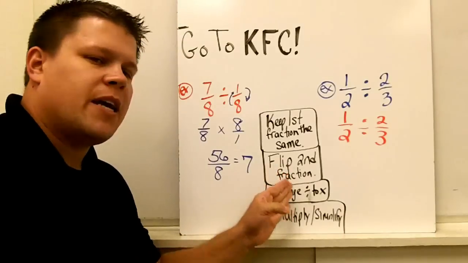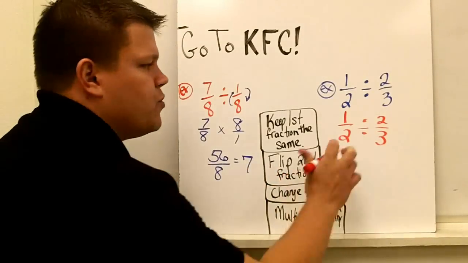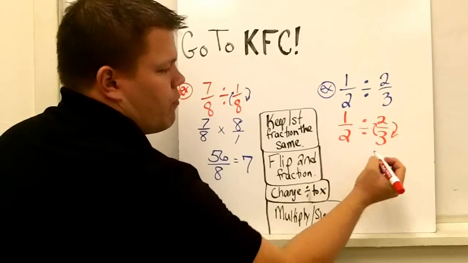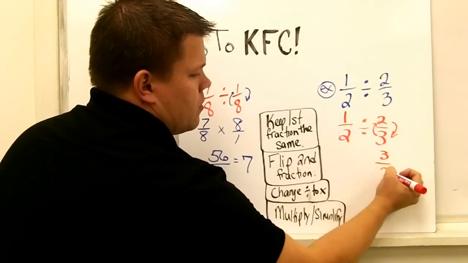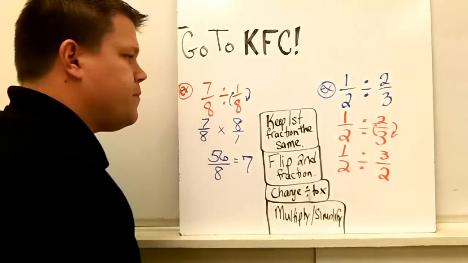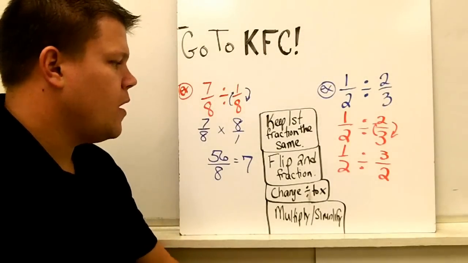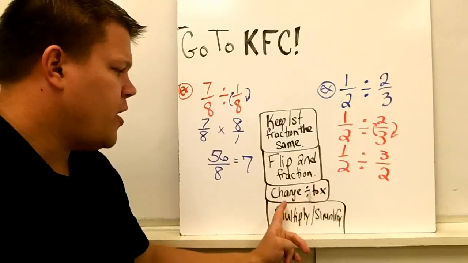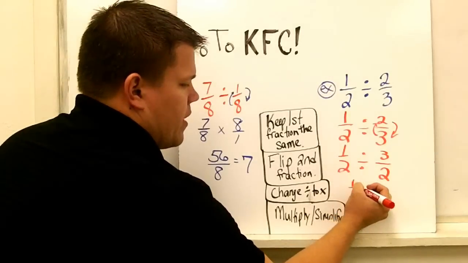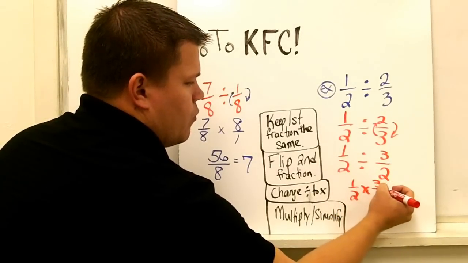I'm going to flip that second fraction. Now, if I flip that second fraction, I'm going to turn it from 2/3 into its reciprocal, and it's going to turn into 3/2. So now my problem looks a little different. I have to change the division sign to a multiplication sign. So I'm going to write that as such. 1/2 times 3/2.